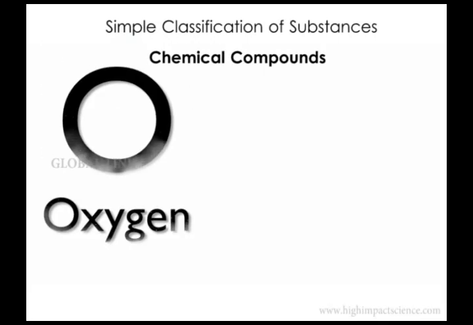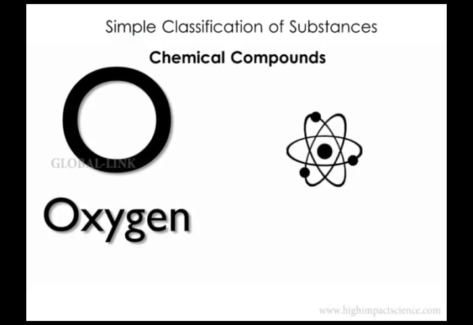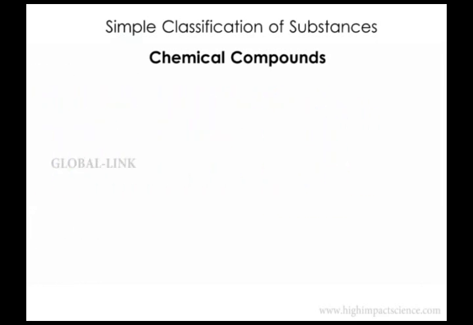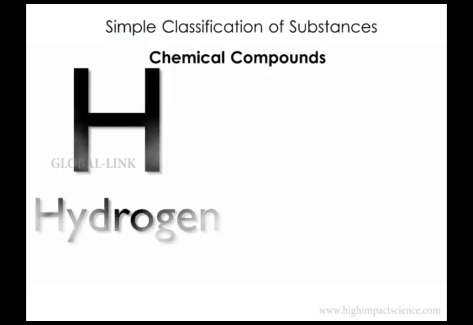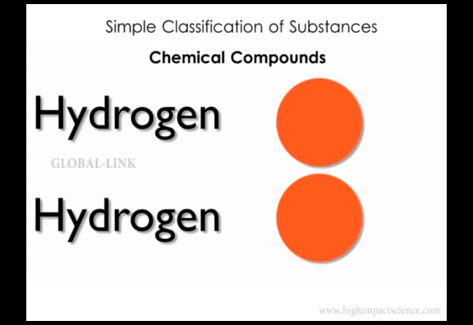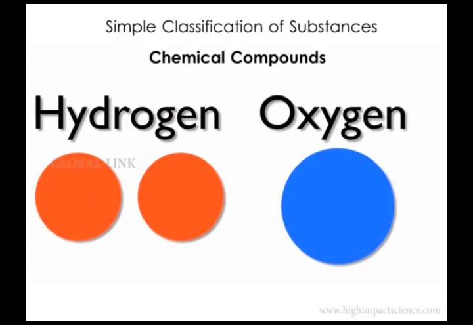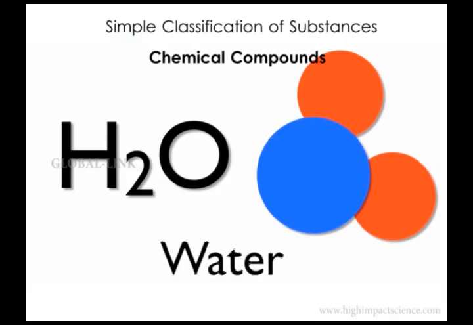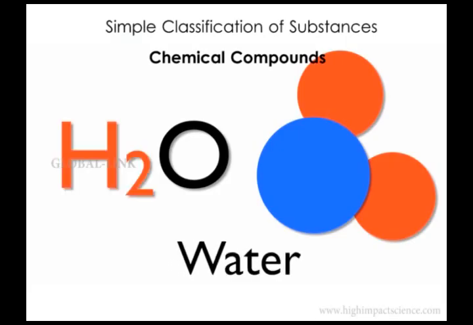Consider the element oxygen, and let's have just one atom of oxygen. And we have the element hydrogen, and let's have two atoms of hydrogen. If the two hydrogen atoms combine with one oxygen atom, we get a chemical compound, water. So water contains two hydrogen atoms and one oxygen atom that are chemically combined.